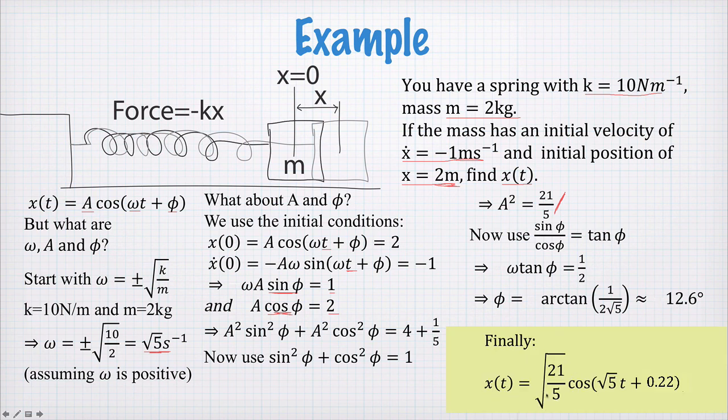The amplitude is given by 21 divided by 5 square rooted. The angular frequency is root 5. And the phase is -0.22 radians, which is -12.6 degrees.